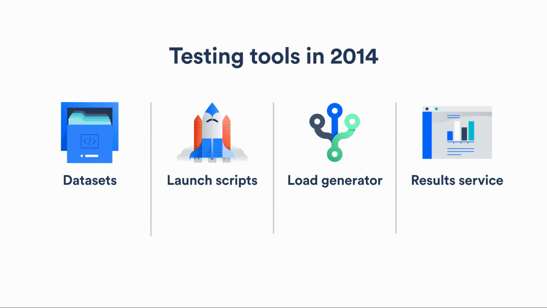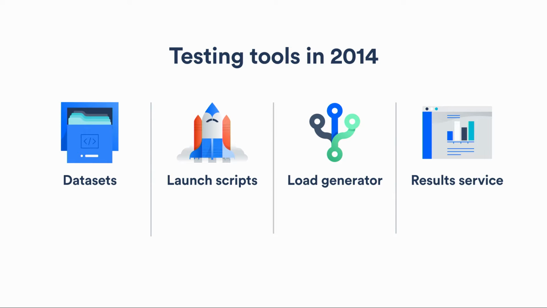So let's see how it looked back in 2014. We already had a lot of tools to help us out. We had a few data sets of different shapes and sizes. We got a bunch of scripts for starting up Jira, and we had a load generator using browsers to send standard traffic to Jira, and we had a service to visualize and track the results. So we've got a lot of the hard stuff already done for us by the tools.